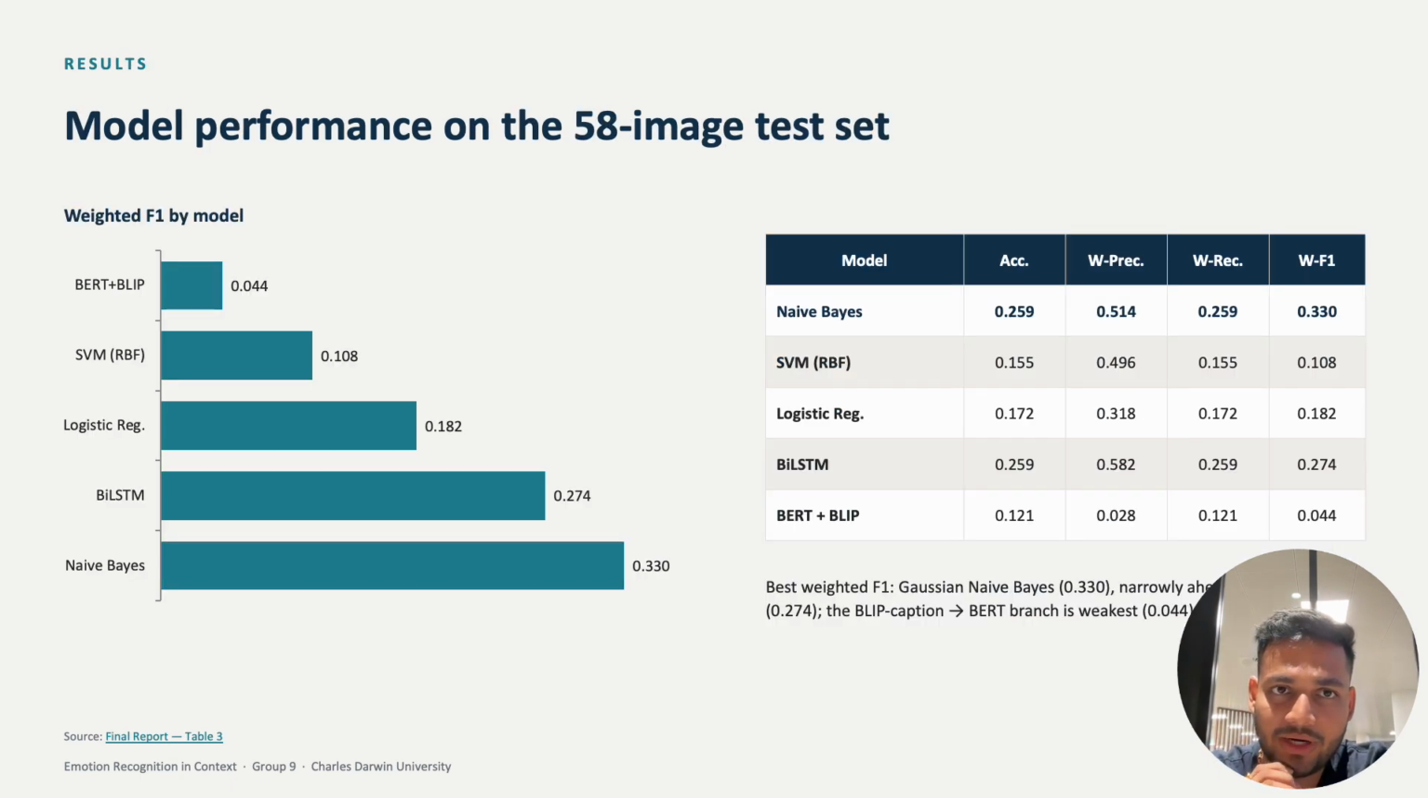So, slide number 8 shows the final model comparison. The best model by weighted F1 was Naive Bayes with 0.3298. The BiLSTM came second with 0.2737. Logistic regression achieved 0.1820. SVM achieved 0.1080 and BERT plus BLIP captions achieved 0.0439. So direct BLIP visual features worked better than the caption-based BERT approach. Now we'll move to slide number 9.